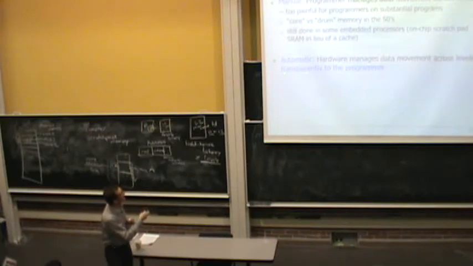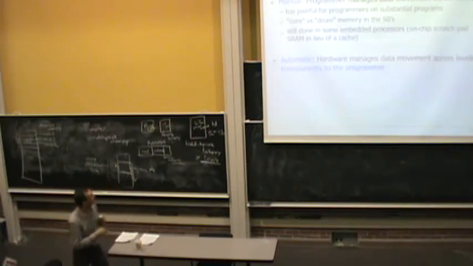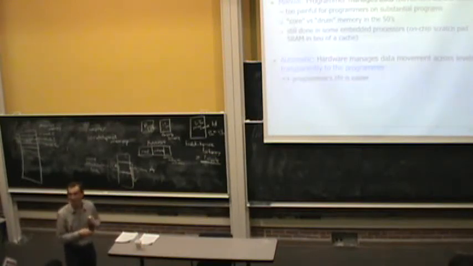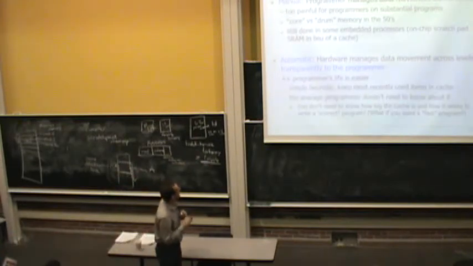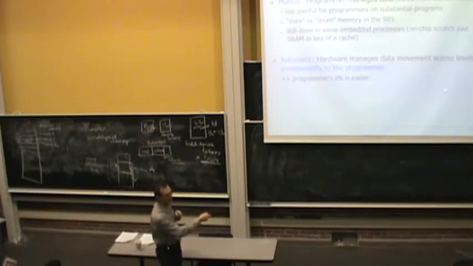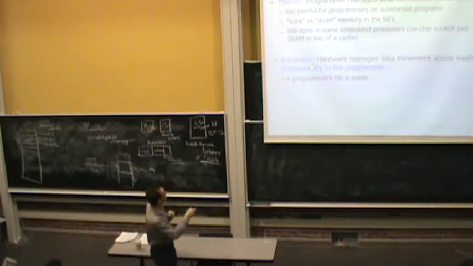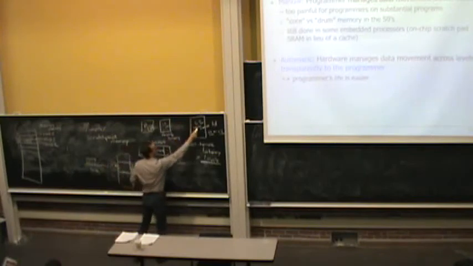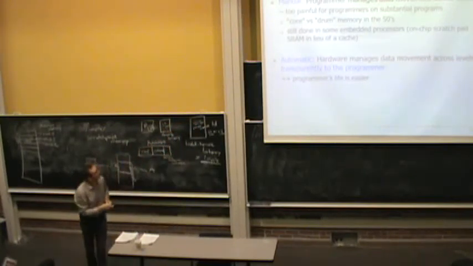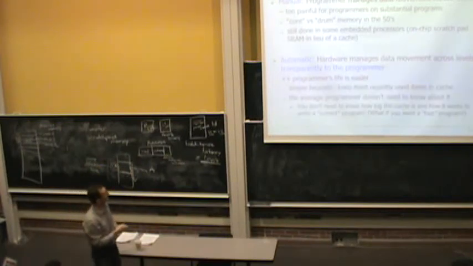Okay, automatic, this is what a cache is. Hardware manages data movement across the levels transparently to the programmer. Programmer's life is easier. Remember, programmer versus microarchitect. Again, we're back to that same trade-off. Well, whose life is harder? Microarchitect's life is harder now, because they need to design this. They need to manage the data movement between different levels, if you will. But hopefully you'll get better performance.